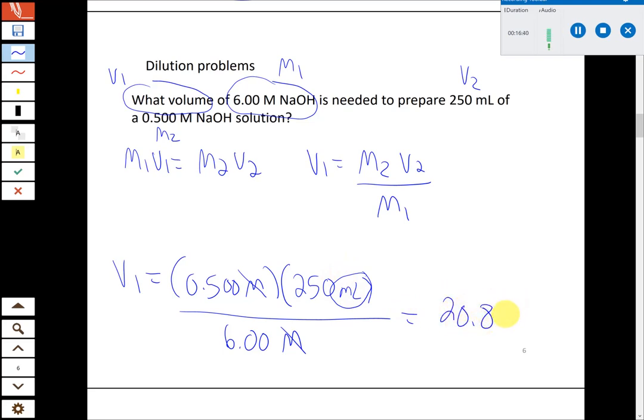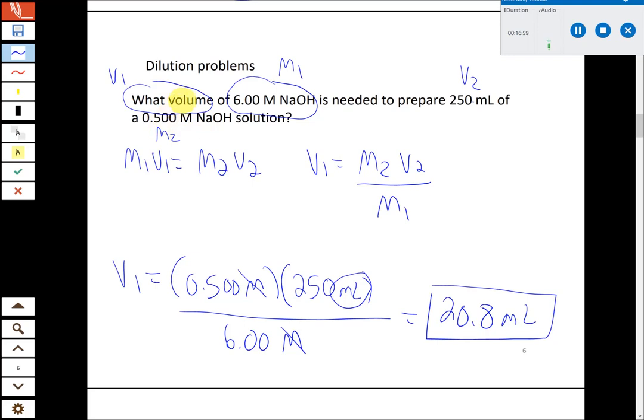So I didn't specify a unit here, but most often you're going to be reporting volumes in milliliters. Okay? And so what this means is that if we take 20.8 milliliters of 6 molar NaOH solution, and then we dilute it with enough water to change the volume to 250 milliliters, the new concentration is 0.5 molar.